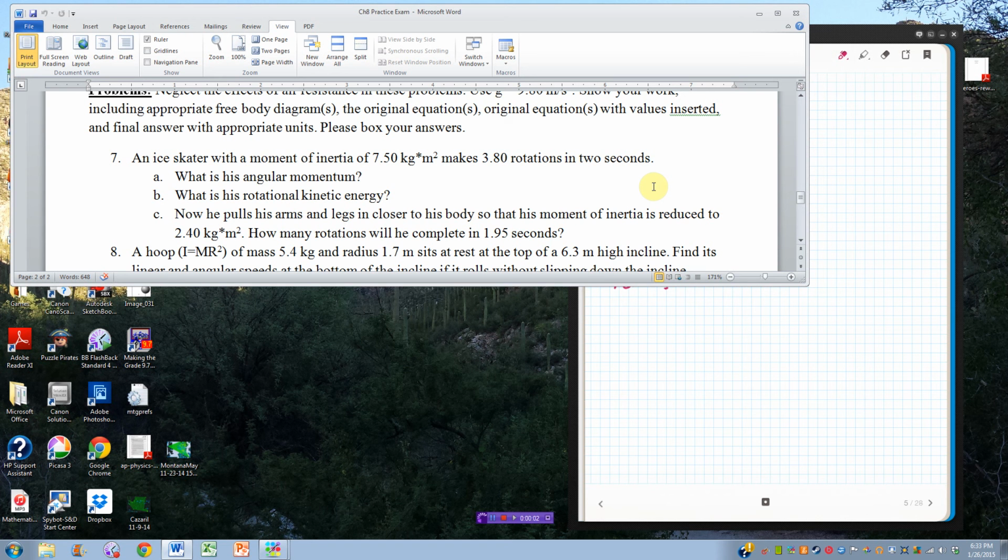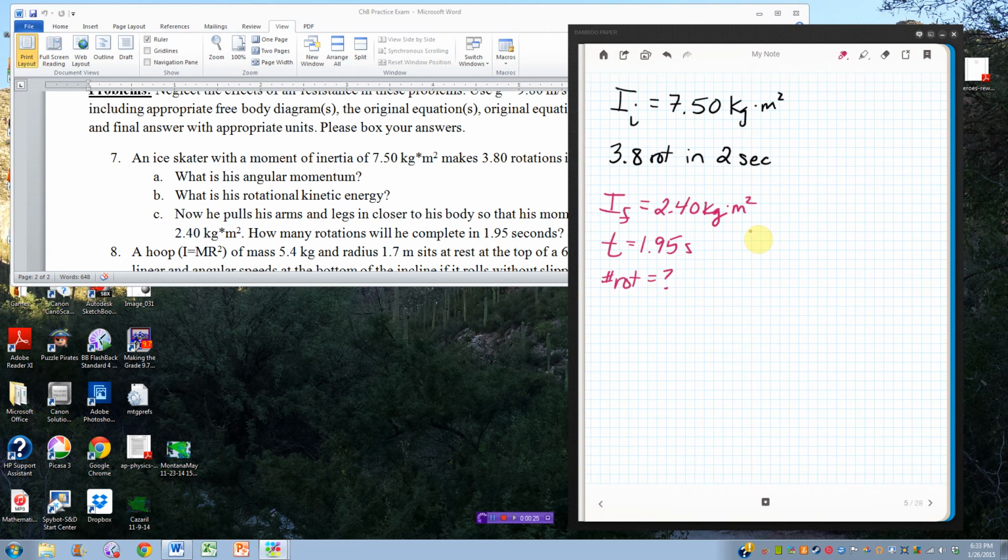This is Chapter 8 practice exam number 7. An ice skater with a moment of inertia of 7.5 kilogram meter squared makes 3.8 rotations in 2 seconds. I want to know his angular momentum, his rotational kinetic energy, and then we're going to change the moment of inertia, and I want how many rotations he completes in 1.95 seconds after that.